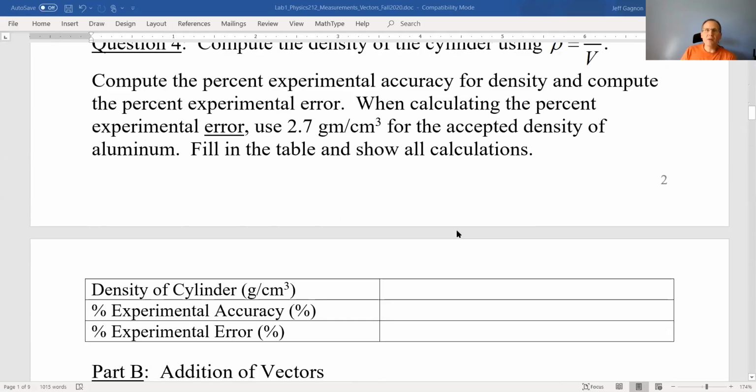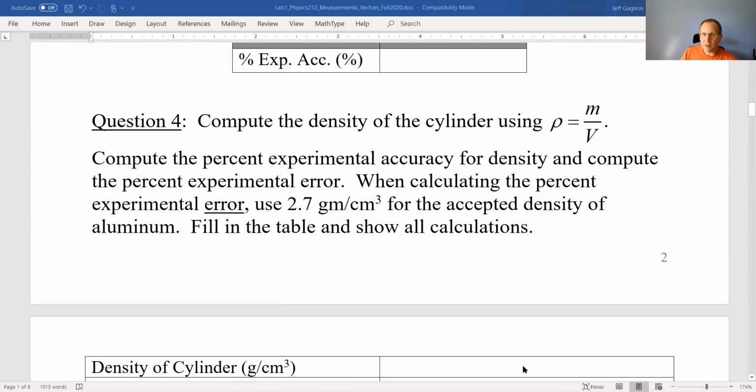And finally, compute the percent experimental error. That's when you compare your experimental value to the gold standard, which in this case we're going to say is 2.7. Okay, and if you forgot some of these things, you have to look back at those other handouts. Plus, my sample lab report will also help remind you how to do all these calculations.